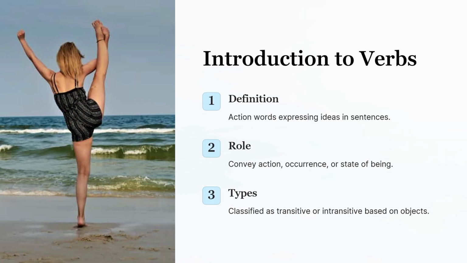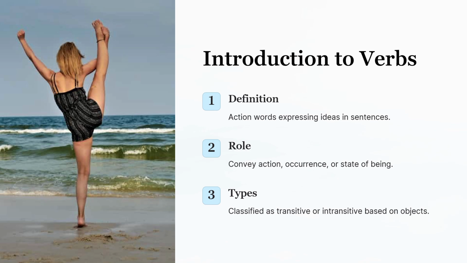Okay, so first I want to start by discussing the fundamental role of verbs in English, and verbs are words that represent action, occurrence, or state. Without verbs, our sentences wouldn't function effectively. So when we discuss verbs in grammar, we're usually concerned with their role in conveying what the subject does, experiences, or becomes.